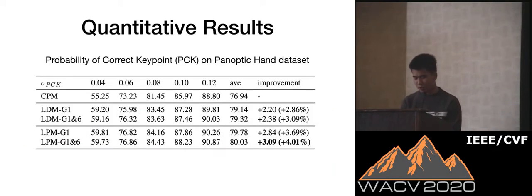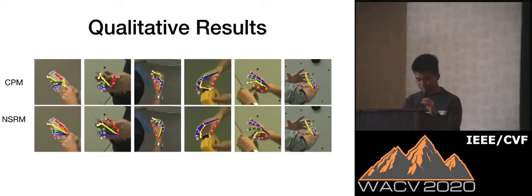And here are the quantitative results on the Panoptic hand dataset. Our proposed model can achieve a huge improvement on PCK compared with the CPM baseline. And here are some qualitative results. You can see our proposed NSRM can handle many heavy occlusion cases.